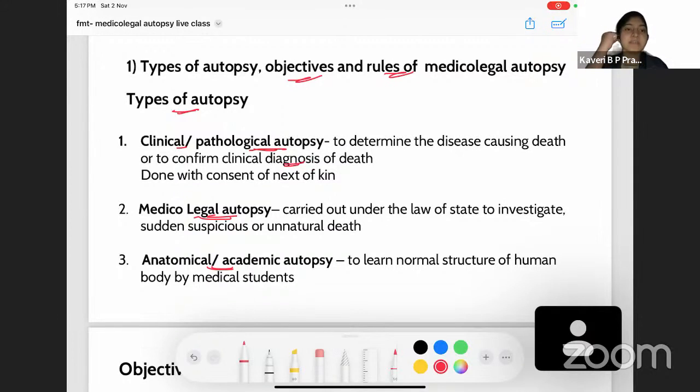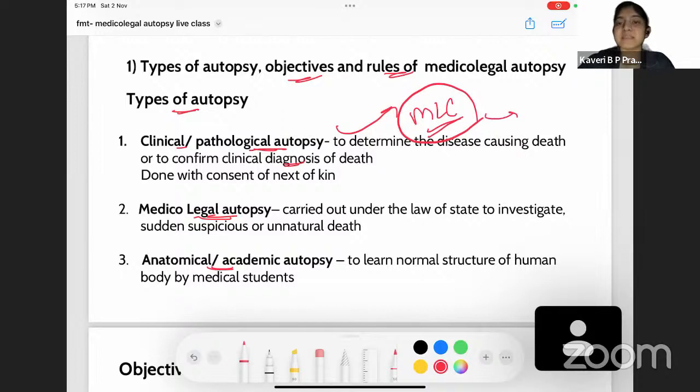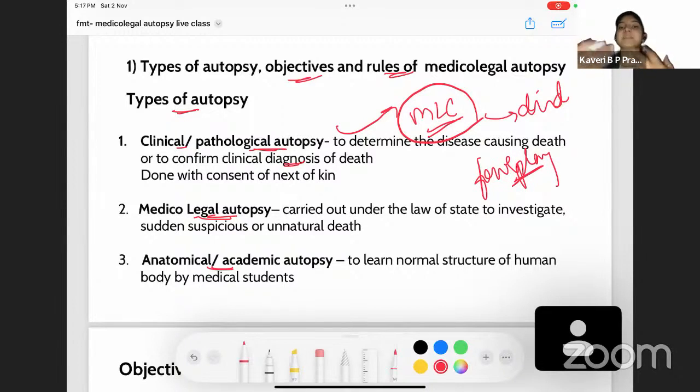clinical diagnosis of death, done with consent of next of kin. So, basically, whenever there is a medical legal case, MLC, and the person has died, and you suspect that there is some foul play in causation of the person's death, that is when a magistrate or the police sends an intimation saying that autopsy has to be done in order to find out the cause of death. That is nothing but the clinical or the pathological autopsy. And here the relative's permission is necessary.